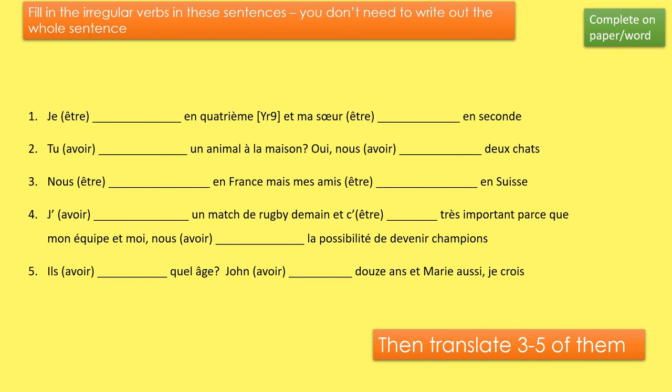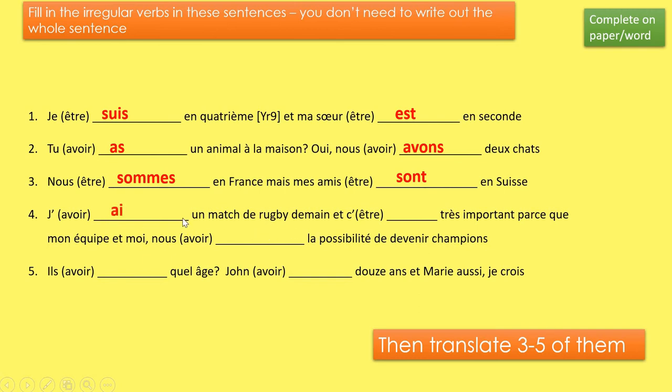Okay, so let's check those then. So I am, je suis, en quatrième means in year 9, and my sister is en seconde. Okay, so if quatrième, 4th year, is year 9, they go the opposite way, counting up, so she's 2 years above, okay? Tu as un animal à la maison? Do you have a pet at home? Oui, nous avons, so that's the we spelling of have. We have 2 cats. We are, nous sommes, en France, we are in France, but my friends are in Switzerland. Mes amis sont en Suisse. It's plural, therefore I need the they spelling, are.